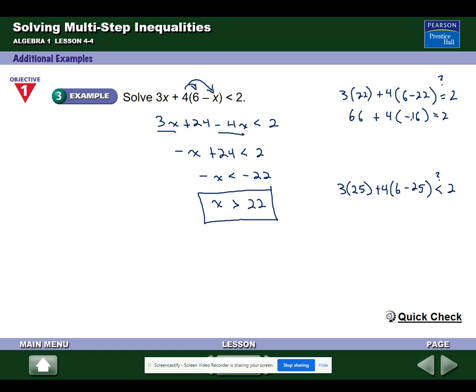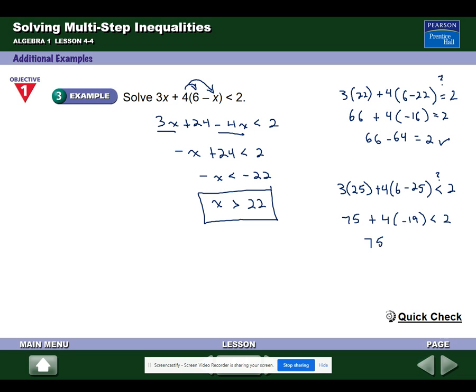4 times negative 16 would be negative 64. And that does equal 2. It checks. Here you got 75 plus 6 minus 25 in parentheses, which would be negative 19. 4 times negative 19 would be negative 76.